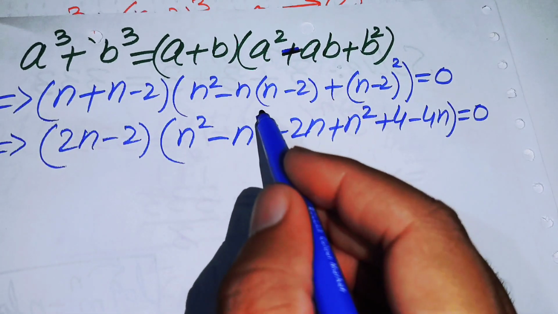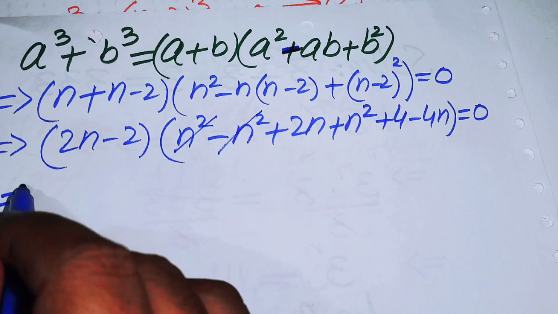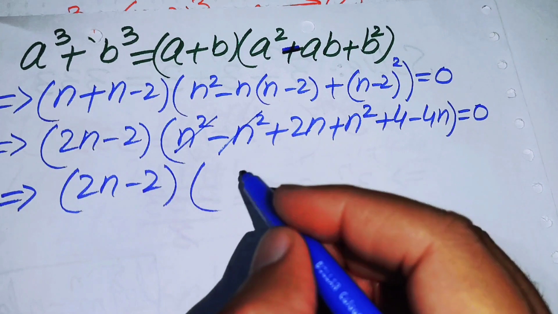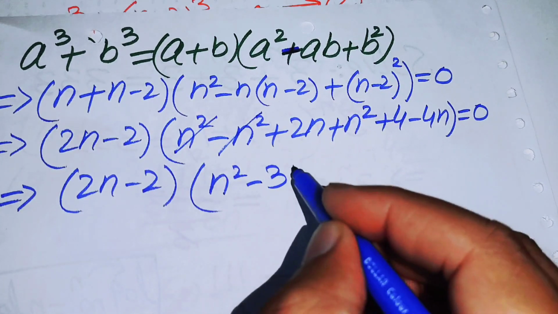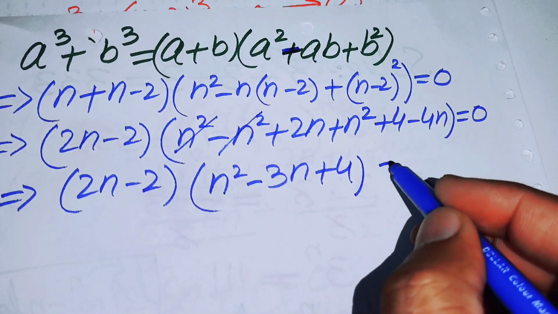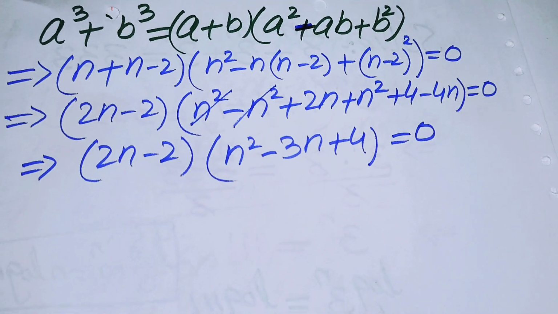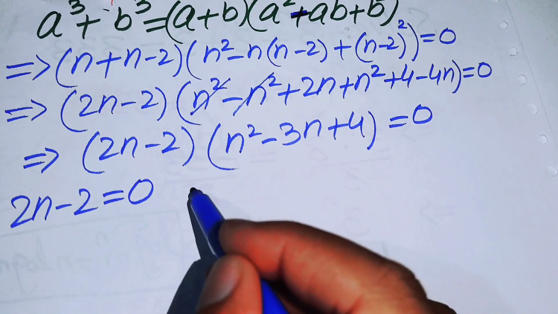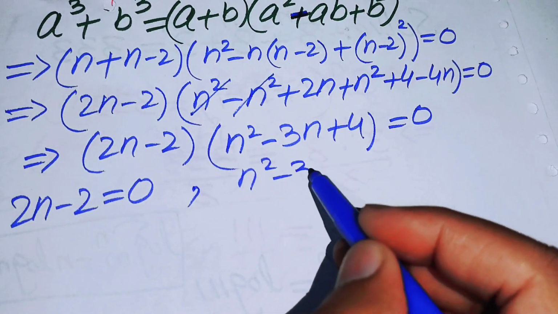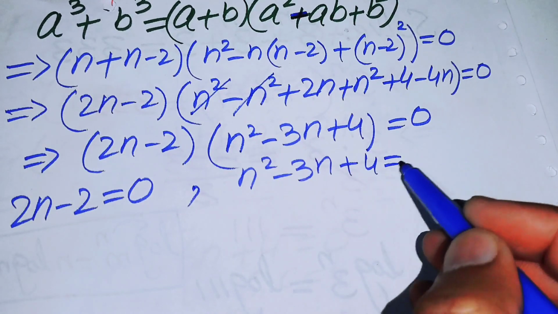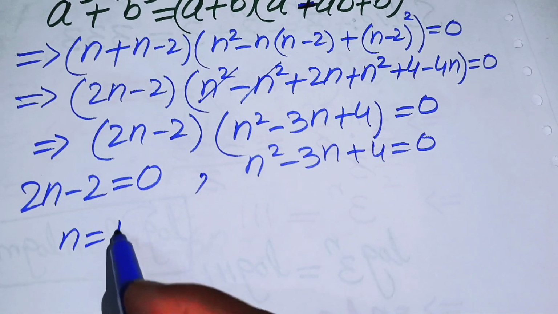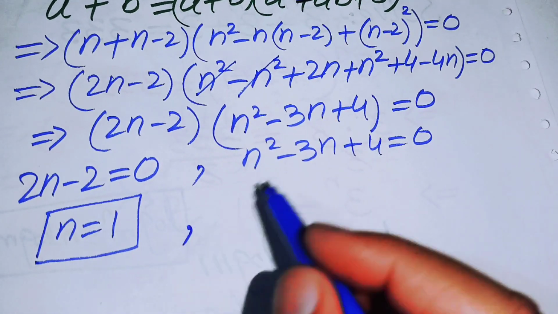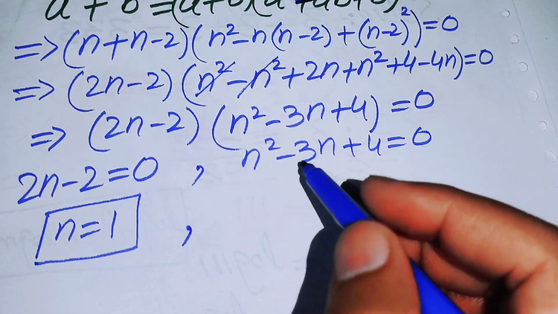And now you can simplify the terms, and here you see that these two cancel each other, and we obtain 2n minus 2 times n squared minus 3n plus 4, and this whole equation is equal to 0. So here we have two cases. The first case is we take 2n minus 2 equal to 0, and the other case is we take n squared minus 3n plus 4 equal to 0. So in this case you will get the value of n is 1. This is the third root, and here we can use the nice quadratic formula in order to solve this one.